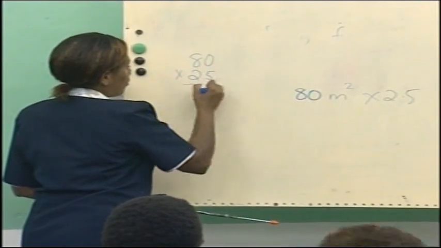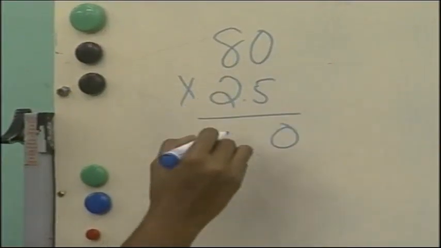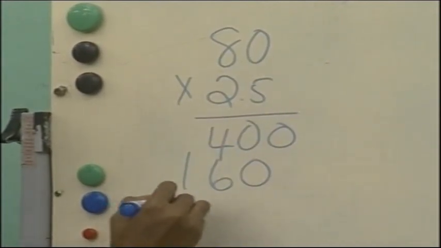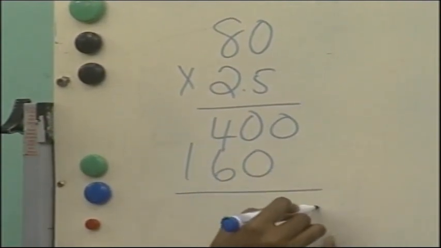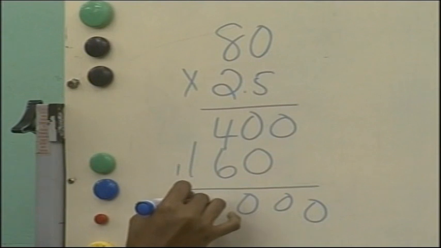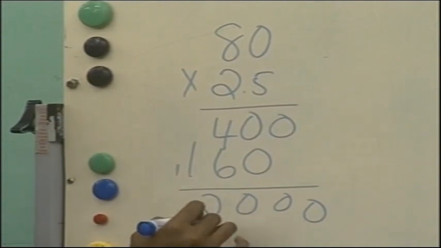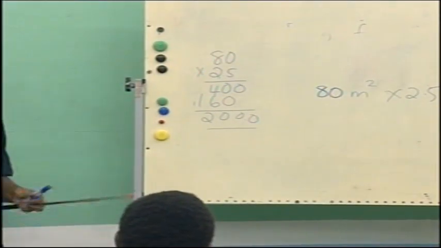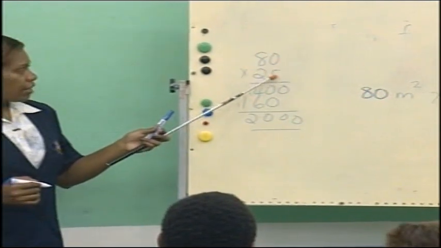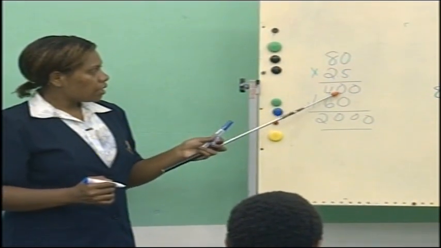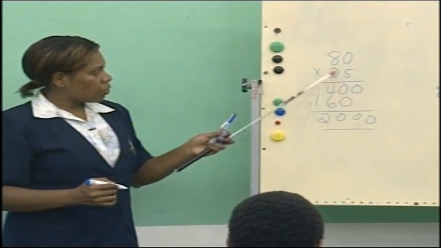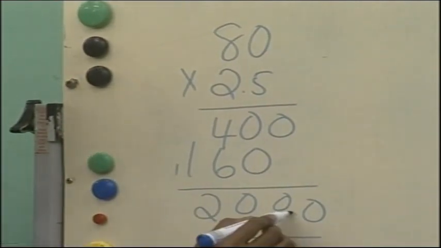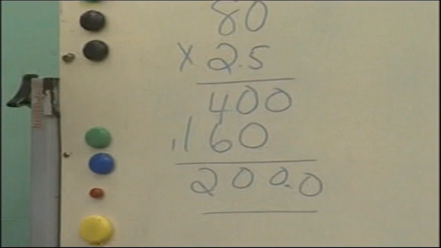Times 2.5. $80 times 2.5. 5 times 0 is 0, 5 times 8 is 40, okay, 2 times 0 is 0, 2 times 8 is 16. Did you get this? Yes. All right, so the decimal point here, it should be 200.